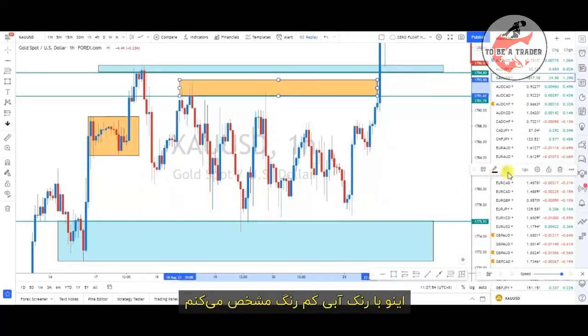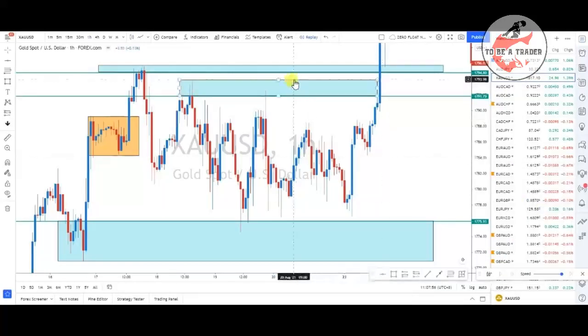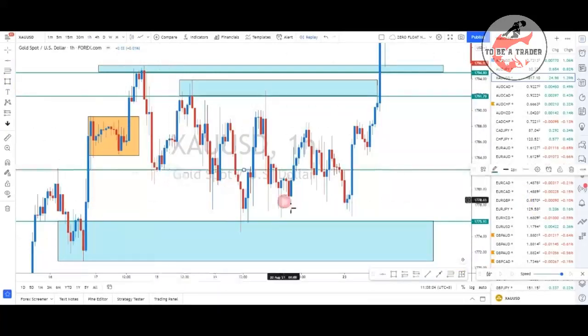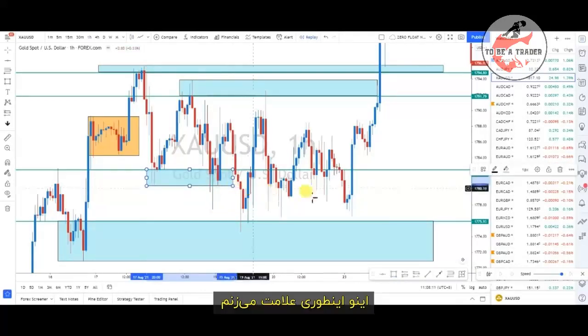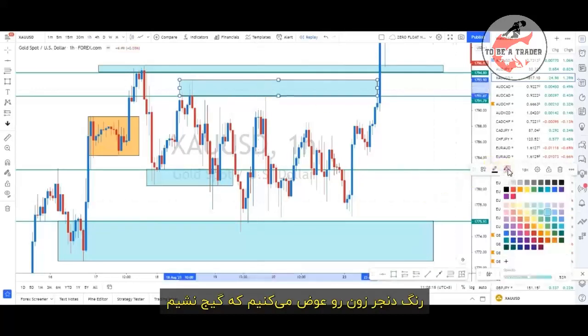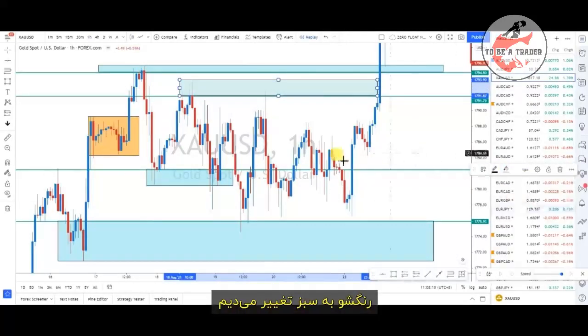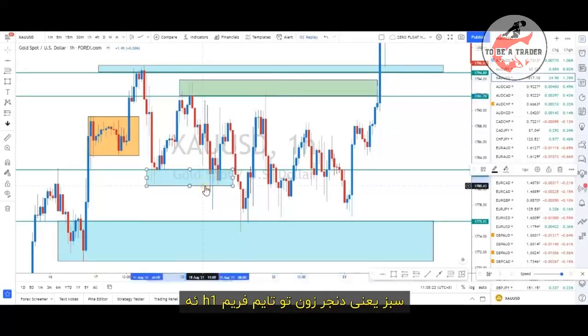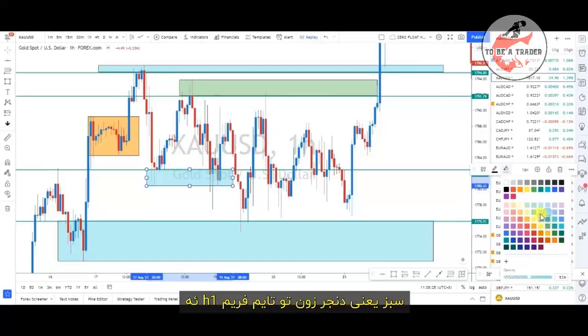I'm going to mark this as light blue. Okay, this is a good support. Just going to mark this like this. Okay guys, we're going to change the danger zone color so that we don't get confused. Maybe we'll change this one to green. Green means it's the H1 time frame, H1 danger zone, whereas the blue one is the H4.